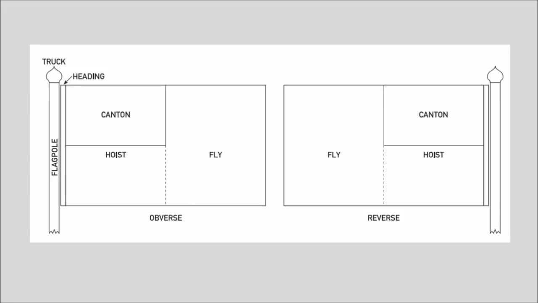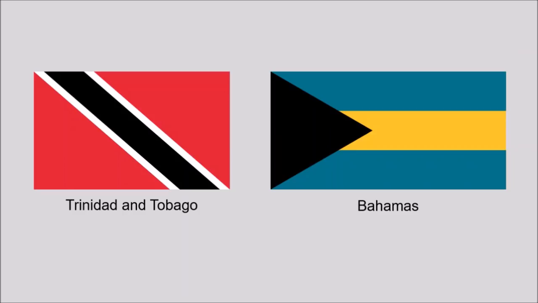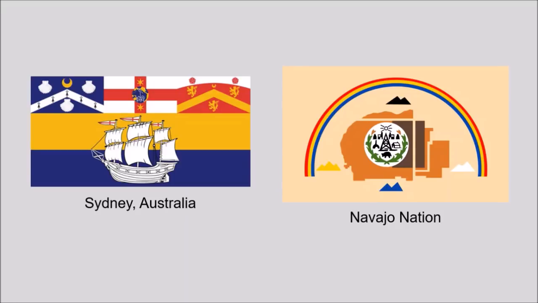Even very simple flags can be really quite striking and notable. I mean, here we've got on the left a Japanese flag, very, very simple but immediately recognisable. Then there's the flag of Amsterdam, just a brilliant, striking, eye-catching design. Here are a couple of others: the flag of Trinidad and Tobago and the flag of the Bahamas. Again, very simple designs. Now contrast this with a few more complex flags.